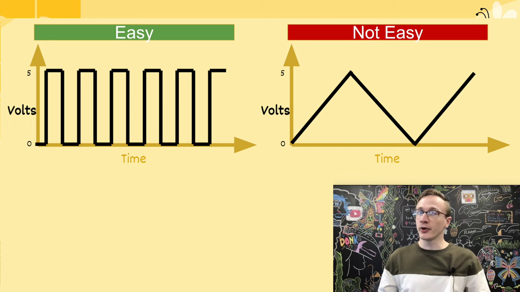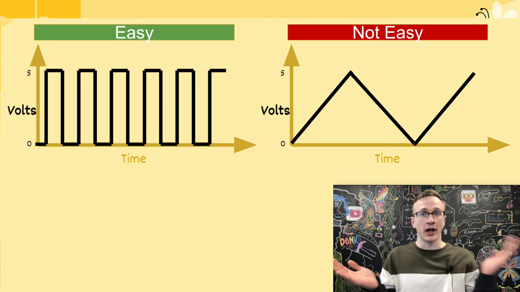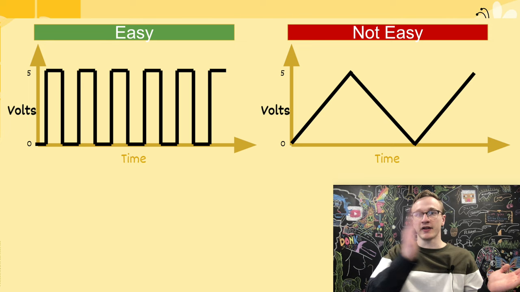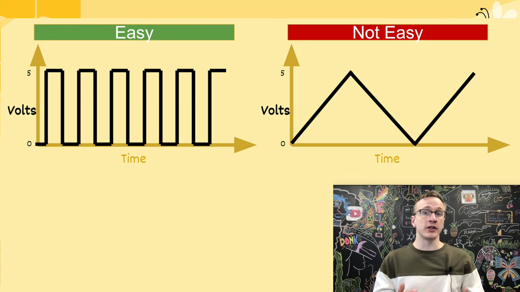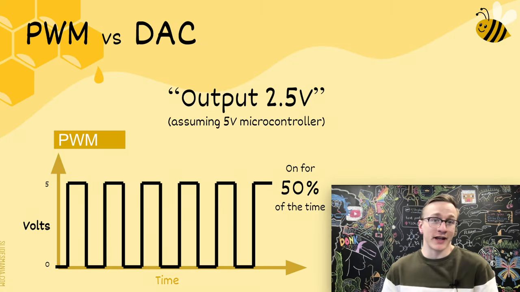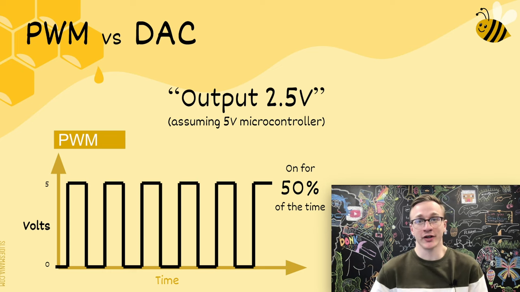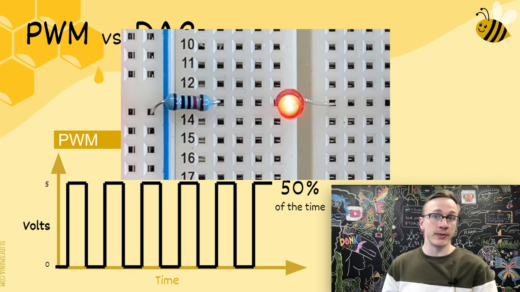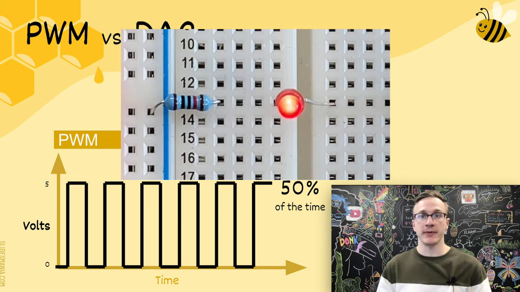Microcontrollers are digital, so it's really easy for them to do something that's either off or on, but it's very difficult for them to do something that's somewhere in between. And that's one of the reasons why PWM is so popular. For a lot of cases, turning the pin on and off really quick does a good enough job. For example, you could use PWM to control the brightness of an LED or the speed of a motor.